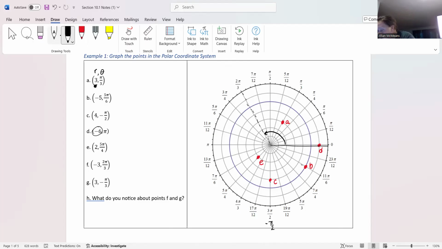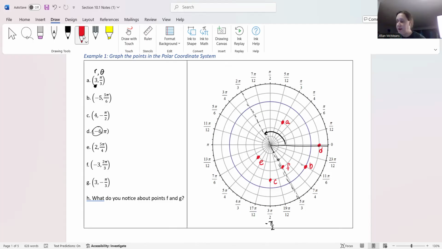So if our terminal side is here, we want to actually measure out this crazy looking dotted line that I have in quadrant 4. Okay, so I want to measure out 3 units. So 1, 2, 3, and let's label this point F. So just remember, if r is negative, you always go directly opposite your terminal side and then measure out how many units. Okay. Now, last up, we have point G, which is 3 comma negative pi over 3.